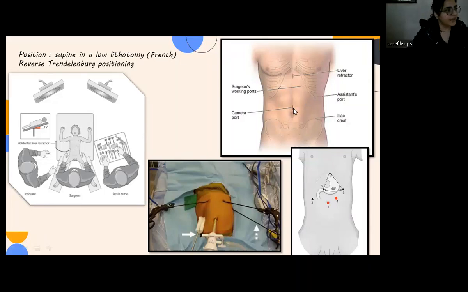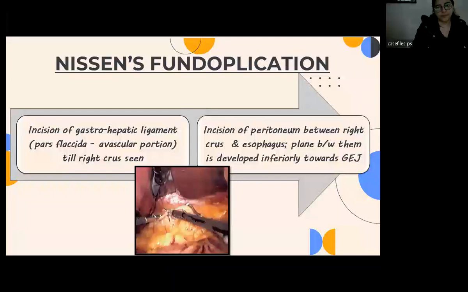The most commonly used port placement is as shown. This is the supraumbilical camera port, and these are the two working ports for the surgeon. The port for liver retraction can be placed. There are various preferences. Certain people tend to insert the retractor in the epigastrium. However, we can also insert it in the anterior axillary line over here. And an assistant port is also used for retraction purposes.